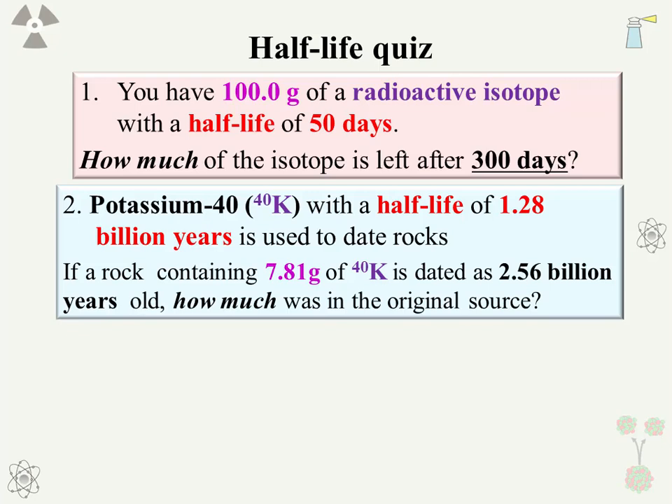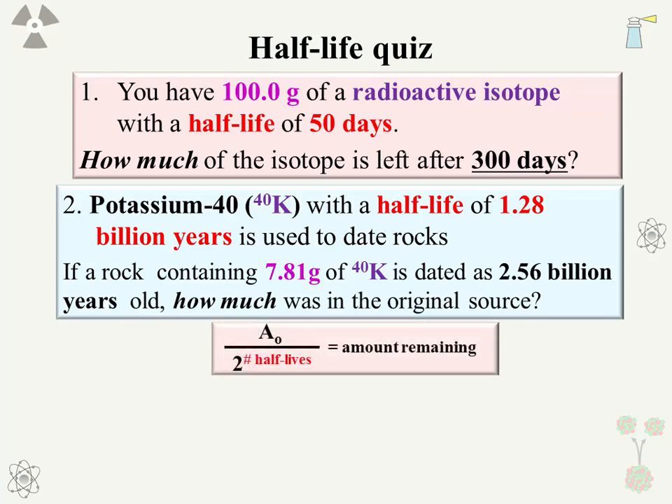Here we are given remaining amount and asked for original amount. And in the first problem, we were given original amount and asked for remaining amount. Not surprisingly, the same equation is used to solve the question. However, this equation is not solved for the unknown.